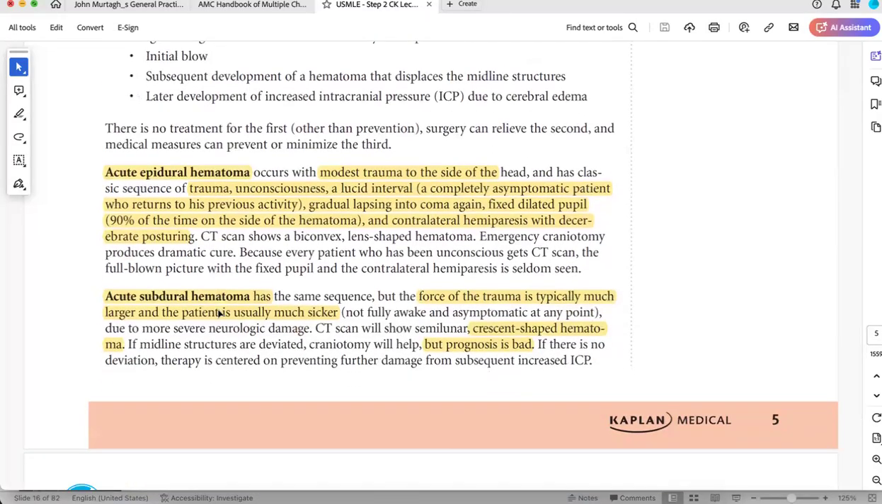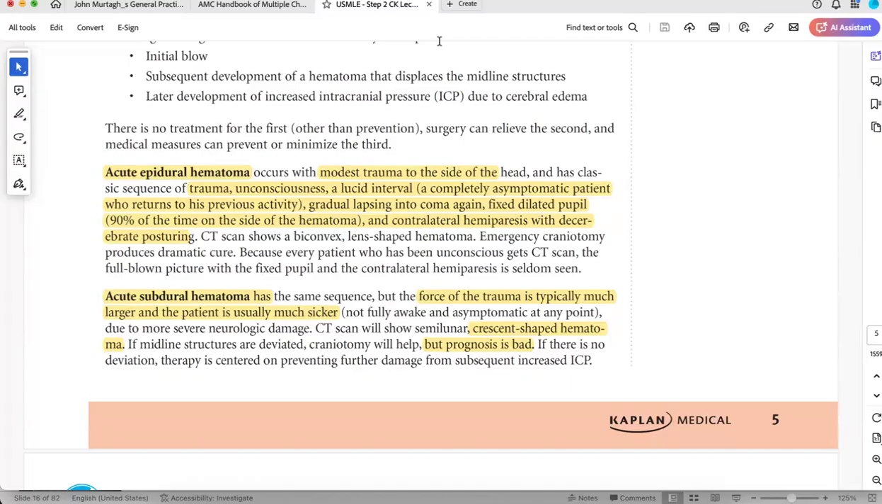Now, the very important thing is to know what is epidural and subdural hematoma. We discussed this in our trial class when we discussed the tips and tricks to solve the questions, right? So epidural hematoma usually occurs with a modest trauma. Even a small trauma to the head, the patient can end up getting an epidural hematoma.